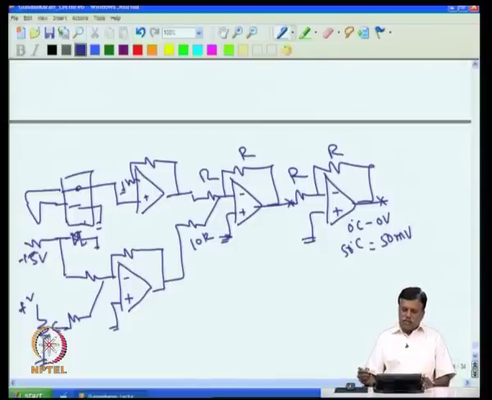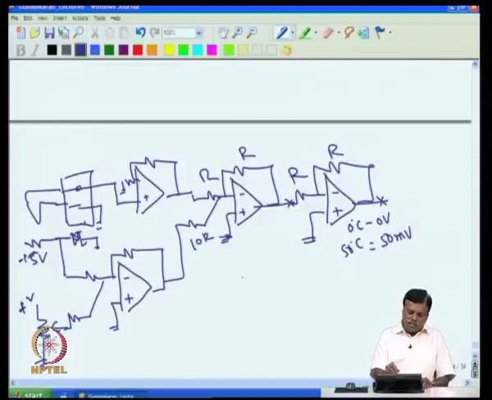Now this should be used to control the temperature of the oven. So to control the temperature of the oven, I have to produce an error voltage. That is what we started at the beginning of the lecture. So we have to now get the error voltage. Error voltage means actual temperature that is given at this point minus the set temperature.